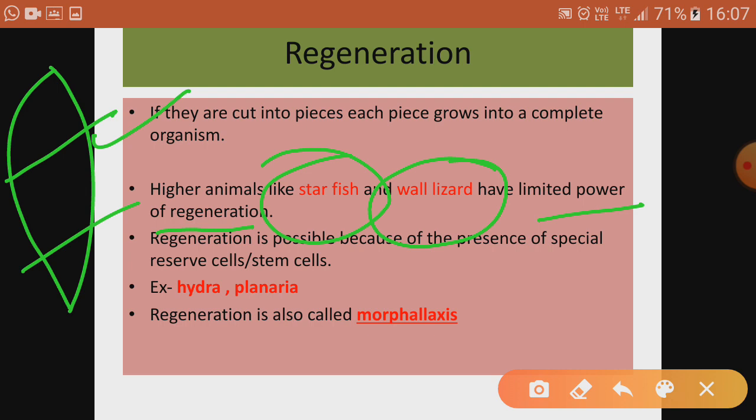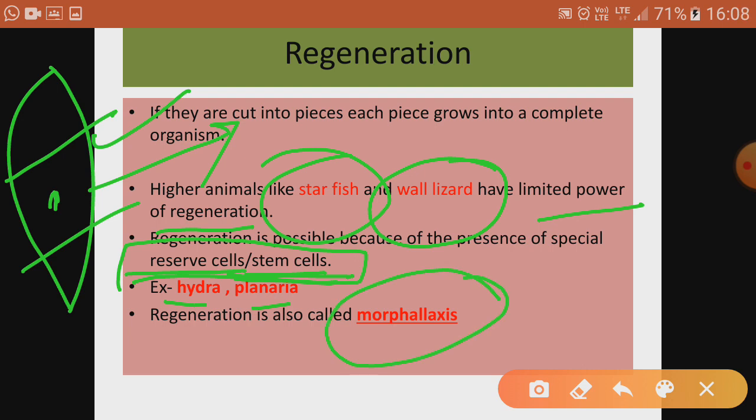Regeneration is possible because of the presence of some special cells. Because of the presence of special cells, that is stem cells or we can say reserve cells, regeneration of the piece into a new individual is possible. So, regeneration is found in Hydra and planaria. Regeneration is also called morphallaxis biologically.